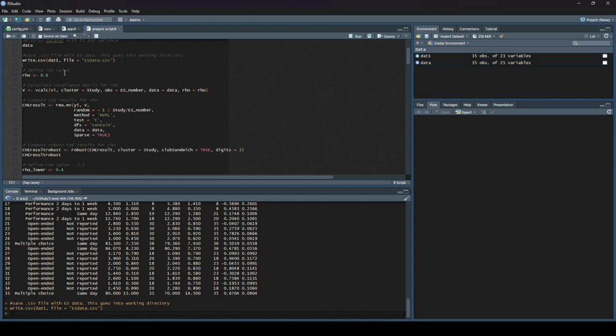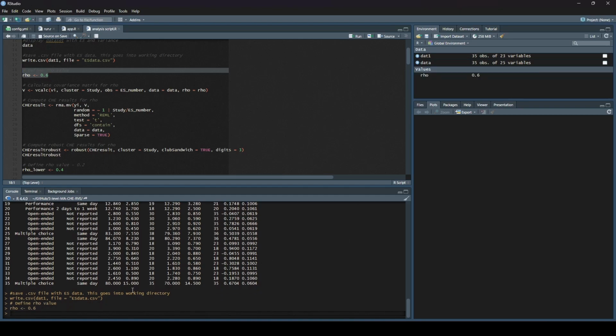So the first thing that we're going to do is set up our rho value, and this is essentially our correlation here that we want to account for. So I'm going to set rho at 0.6, and I'm going to hit run. All that does is say, hey, anytime you see the word rho, that actually means a value of 0.6. That's basically what we're defining right there.